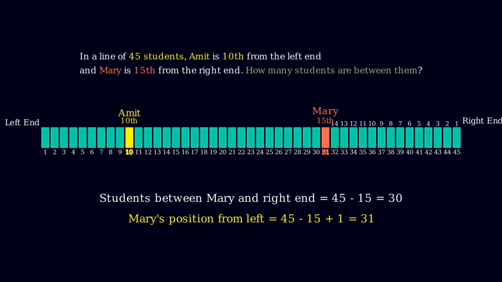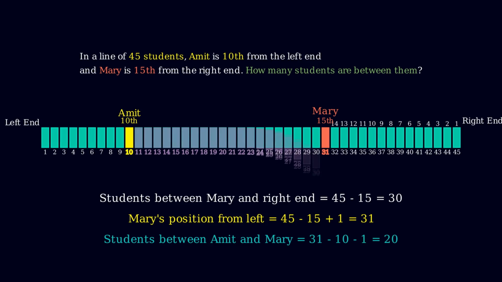So if I do 45 minus 15 plus 1, which is Mary, that would give me the position of Mary, which is 31. Now, the question is asking how many students are between Amit and Mary. So students between Amit and Mary is 31 minus 10. But we also need to exclude Mary's position. If we do that, we will get 20. So the students between Amit and Mary is 20.